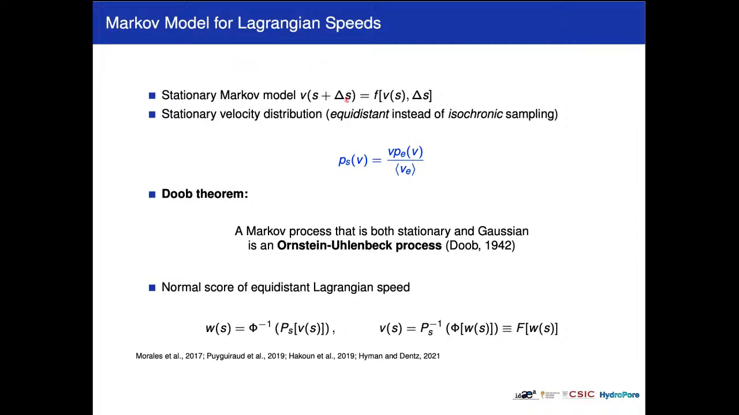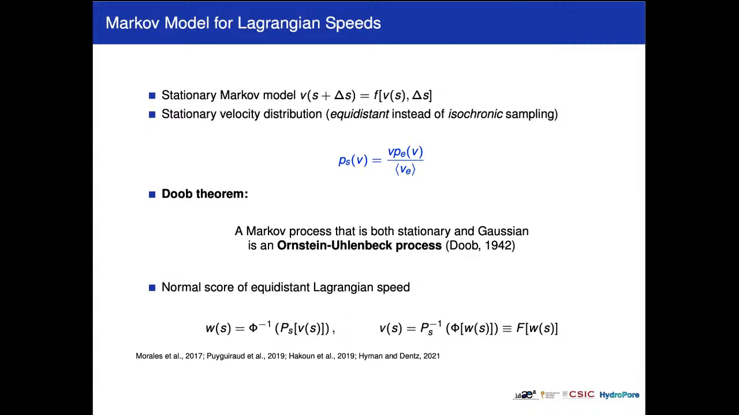So I'm moving along a streamline a certain distance delta s, and I'm changing the velocity according to some prescription. Now the stationary velocity distribution that I need to parameterize the Markov model is given simply in terms of the flux-weighted Eulerian velocity distribution. So if we do isochronic sampling, let's say the steady state distribution of particles would be the Eulerian PDF. This is a direct consequence of volume conservation, if you want, and you can derive this using the Reynolds theorem. But in our case, we do equidistant sampling, so we get a flux weighting. Then we have Doob's theorem, which says that if I have a Markov process that is both stationary and Gaussian, it is necessarily an Ornstein-Uhlenbeck process.